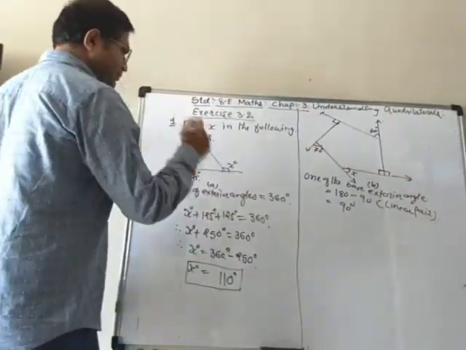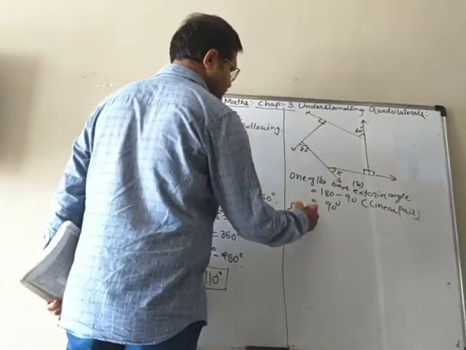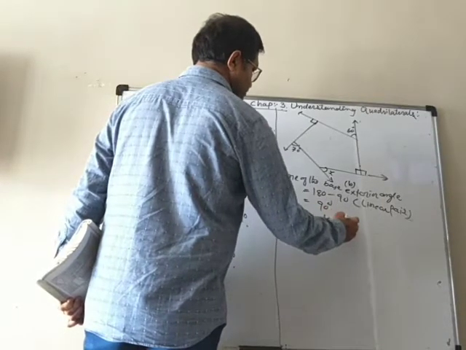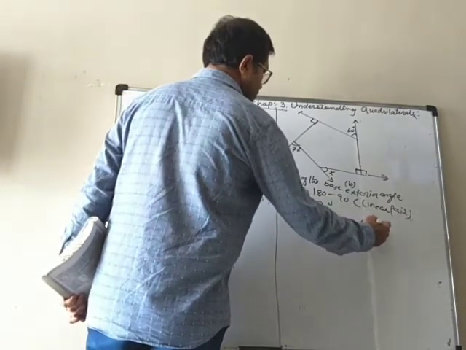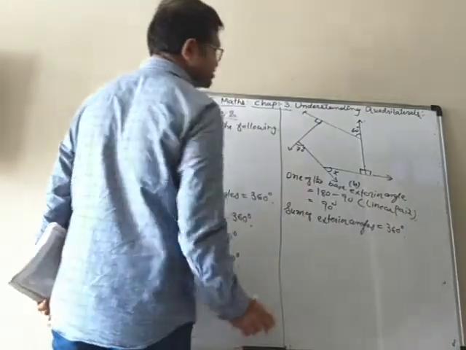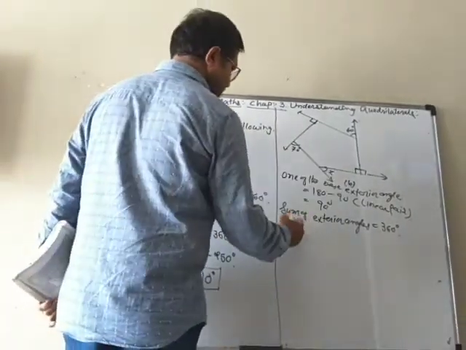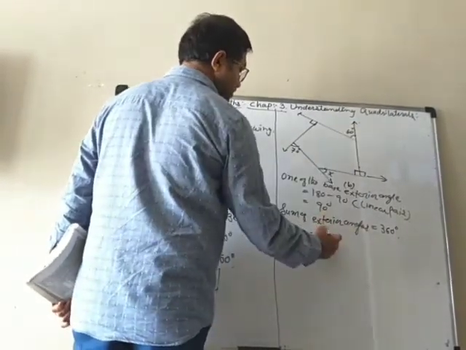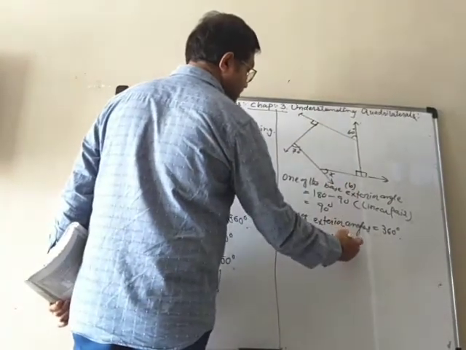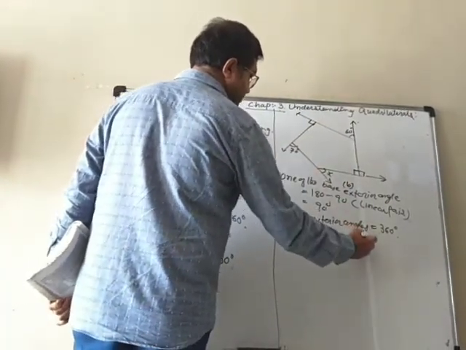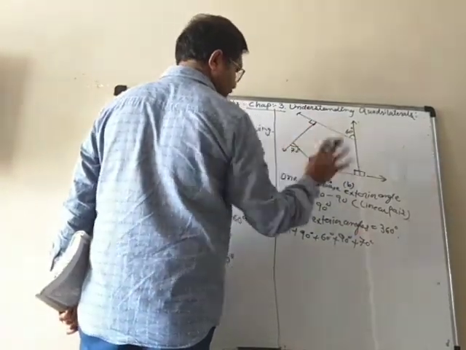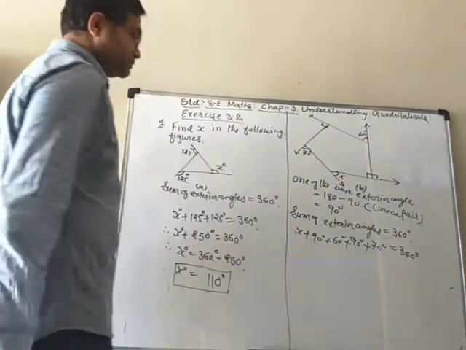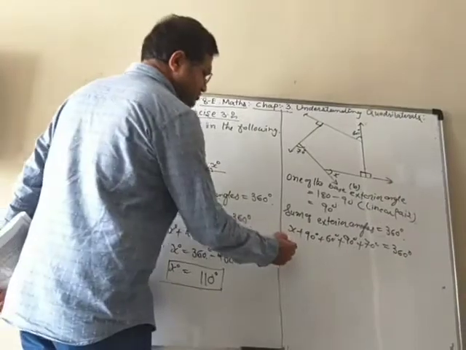Now we have to use the same property here, that the sum of exterior angles is equal to 360 degree. So we can take x plus 90 plus 60 degree plus again 90 degree plus 70 degree. 1, 2, 3, 4, 5, all are there, is equal to 360 degree. So now we will add those.